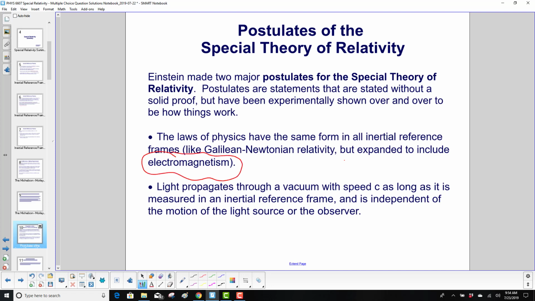The second: light propagates through a vacuum with speed c, the speed of light, roughly 3 times 10 to the 8th meters per second, as long as it is measured in an inertial reference frame, and it is independent of the motion of the light source or the observer. It's the same everywhere, no matter how you measure it, as long as you are in an inertial reference frame.